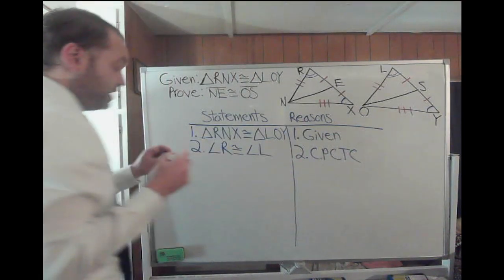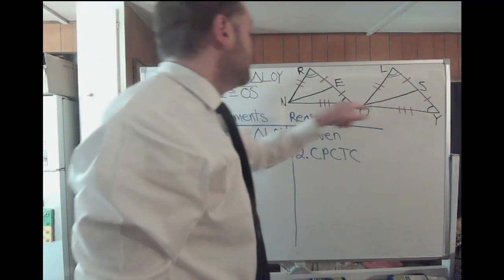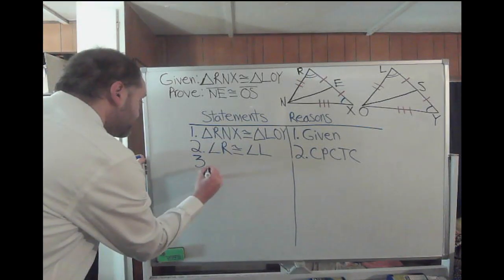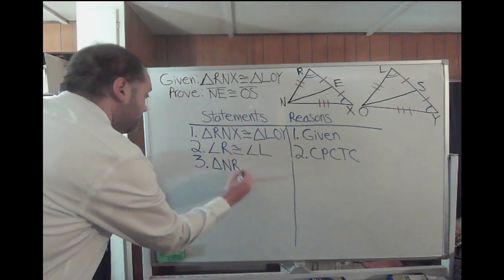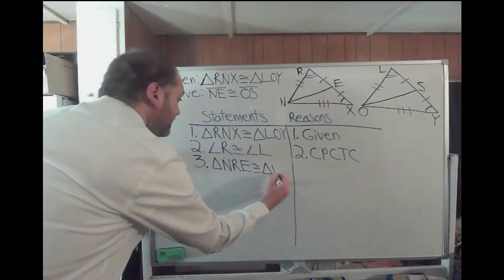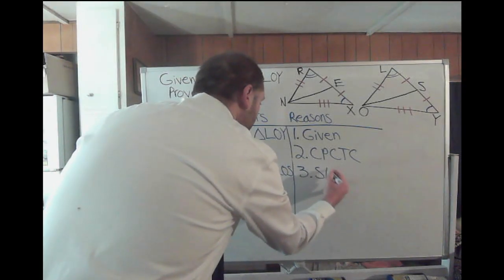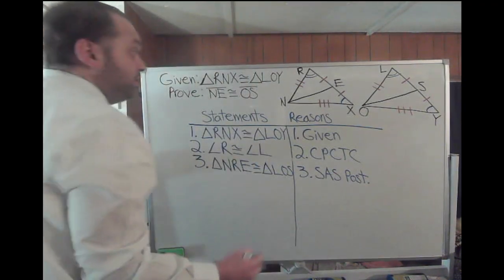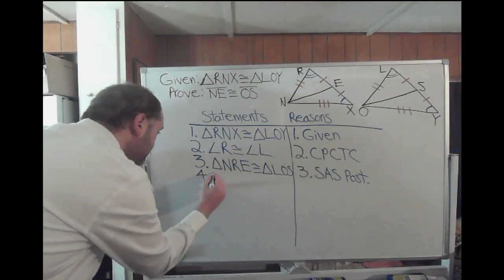If you chose to go that route, well then notice triangles RNE and LOS. You still have a side, angle, and a side. So since you have that congruency, you can then say triangle NRE is congruent to triangle LOS by, once again, the side angle side postulate. Which then, now you can conclude that NE is congruent to OS by CPCTC.